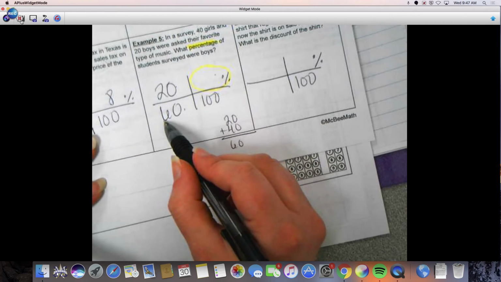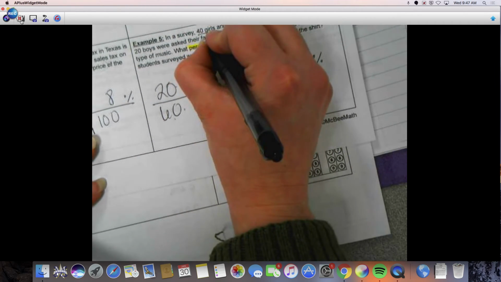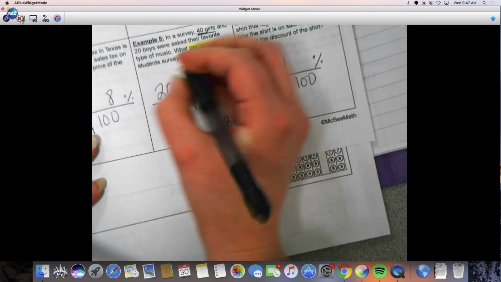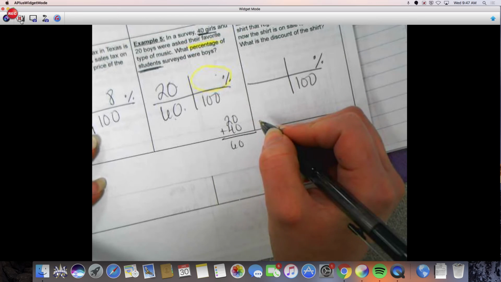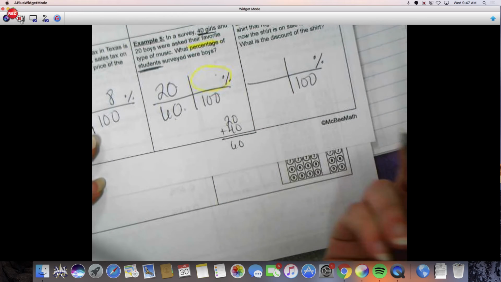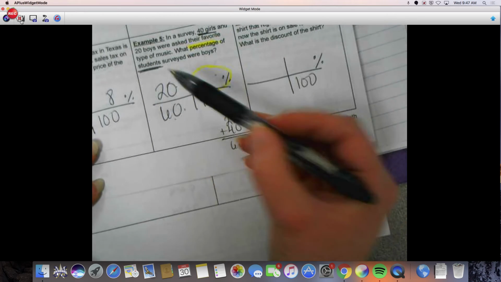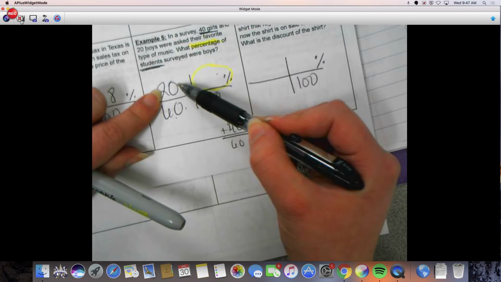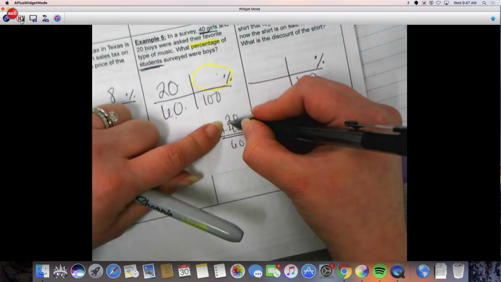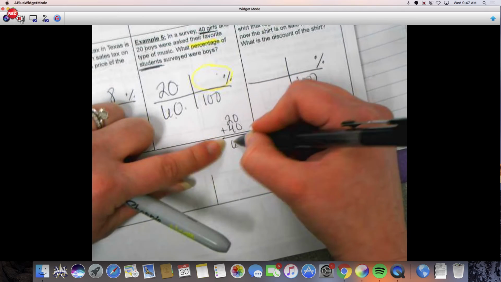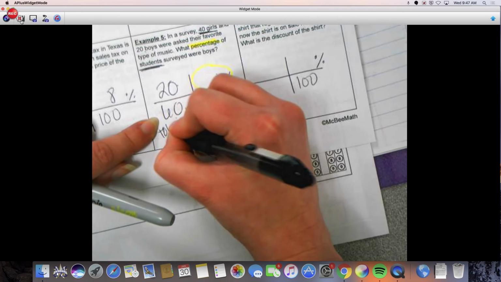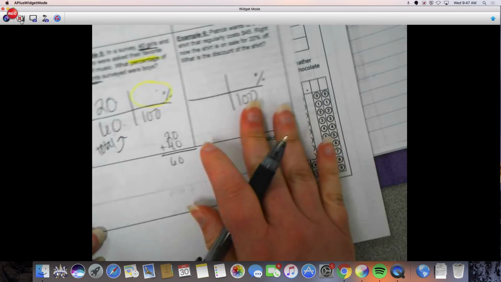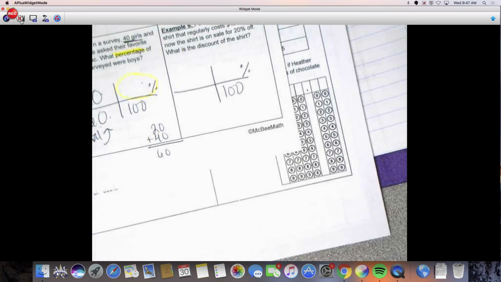If you're wondering where I got the 60 from and why I didn't put 40, it's because that's how many girls there are in the class. But it asked about how many students were boys. So in order to find out the total number of students, we have to add boys and girls together. So we put our 20 boys on top, but then we had to calculate 20 plus 40, and I got 60 for the total number of students. Okay? Do the same thing. Try number 6 on your own.